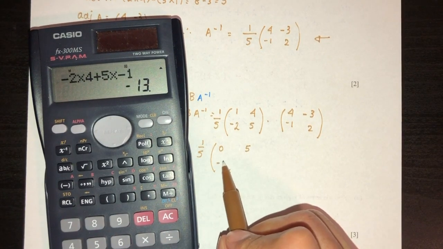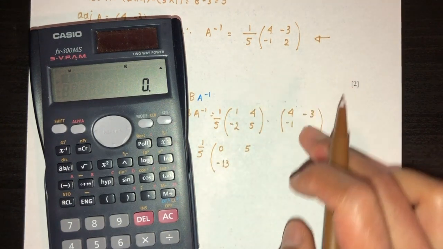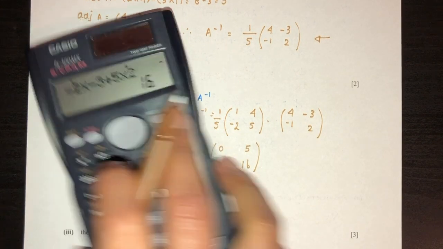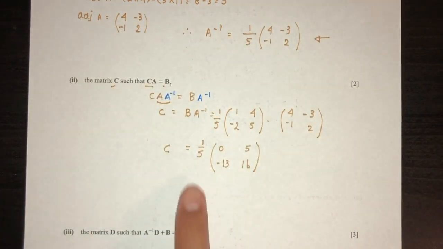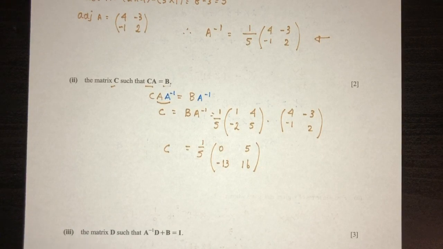That will be minus 13. And then for this one, you will have rows by column, minus 2 times minus 3 plus 5 times 2. That should be 16. Okay, so that will be your value for C. You can just leave it like this, or if you want to bring this in, you can also simplify if you want to. But it's always best to double check those values because you never know.